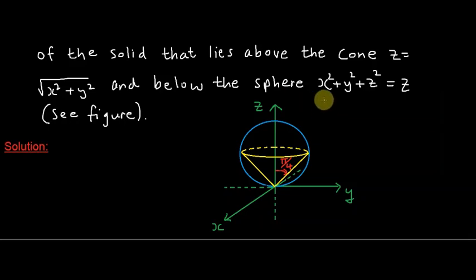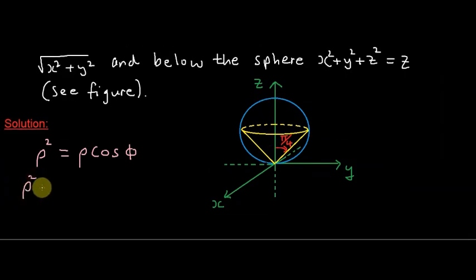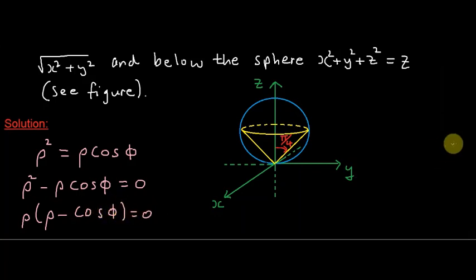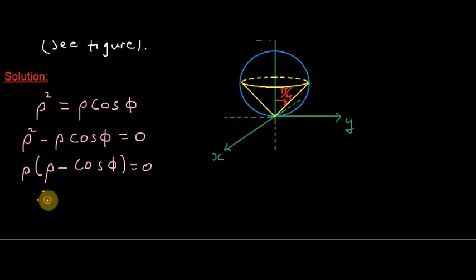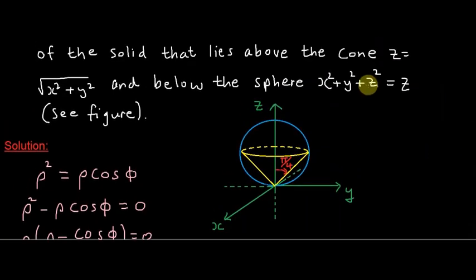We can perhaps start by writing the equation of the sphere in spherical coordinates. We know that x squared plus y squared plus z squared is rho squared. So we have rho squared equals z, which is rho cos phi. And we can solve this equation. So rho squared minus rho cos phi is 0. We can take out rho. Of course, rho is not 0, so we find that rho equals cos phi. So this is the equation of this particular sphere.